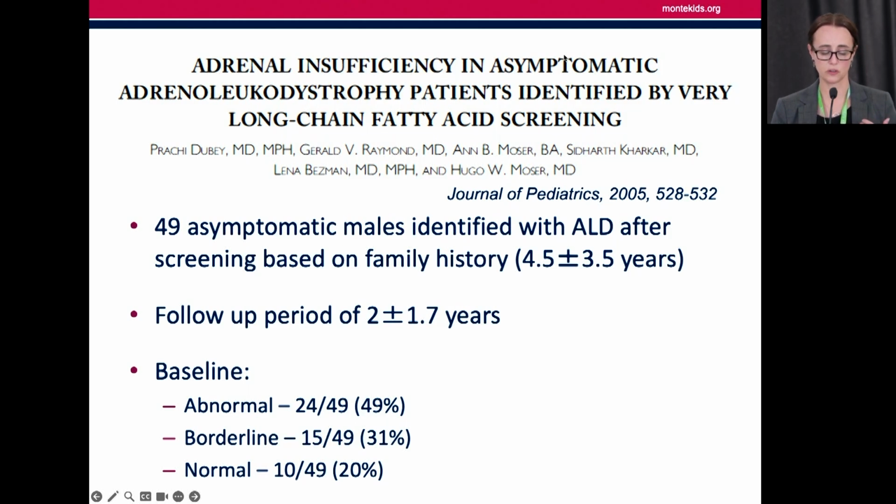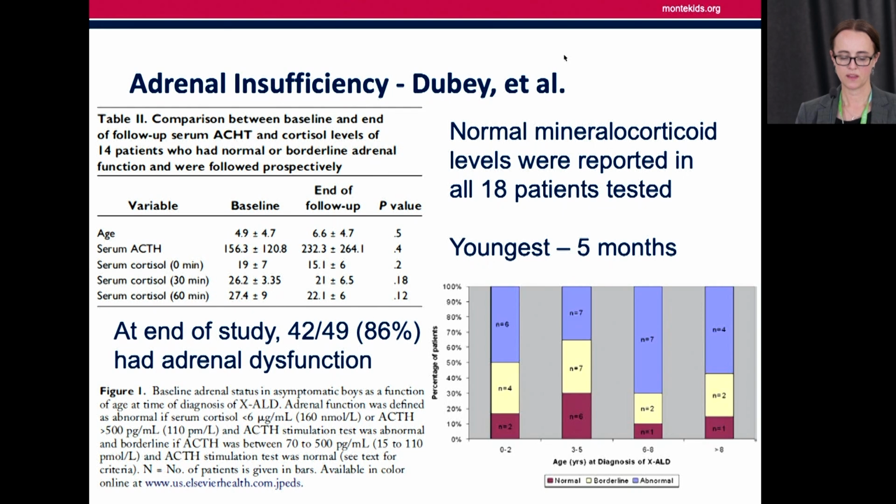What's important to note is that at enrollment, when they were supposedly asymptomatic, roughly half of them actually had adrenal insufficiency at the time they got screened. Another third had borderline results. And by the end of the study, where follow-up was on average only a couple of years, they identified 86% of boys who had adrenal insufficiency.